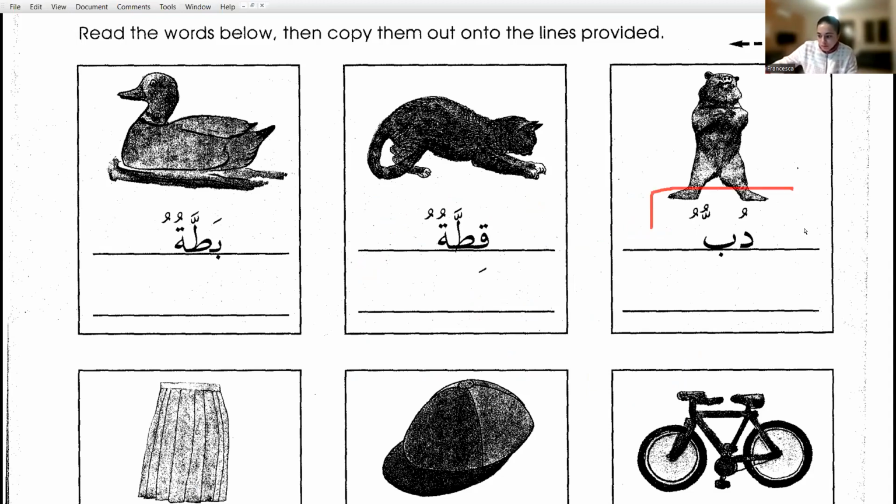Could you read this one, please? Dubbon. Yes, excellent. One more time. Dubbon. Excellent. And this one?